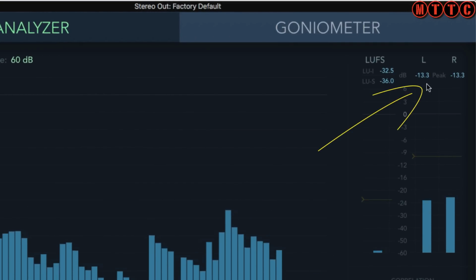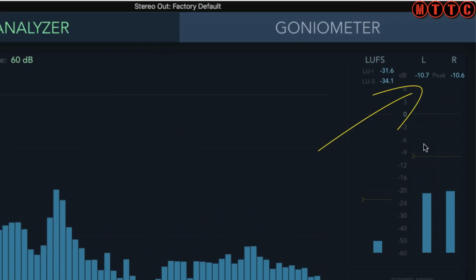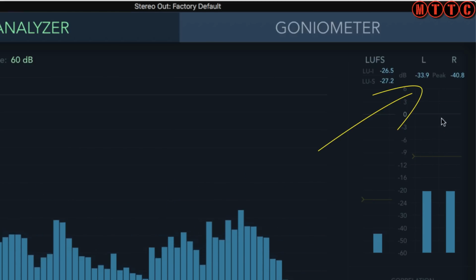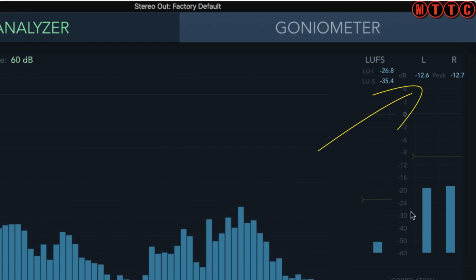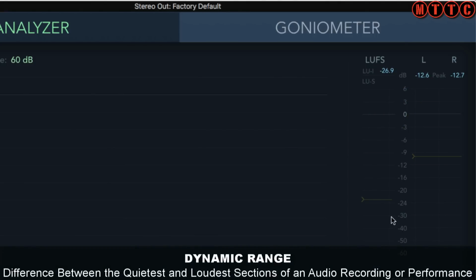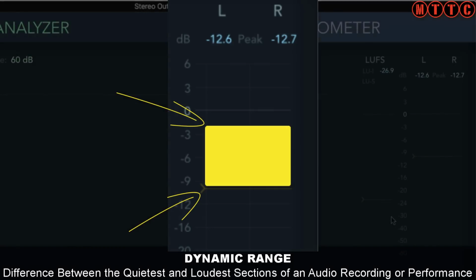So on average, we're peaking around minus 10 dB on the quiet bit. And now we're peaking around minus 2.5. That is quite a big dynamic range there. So we're talking about minus 10 dB all the way up to minus 2.5 dB. That's a lot of difference. Okay, so when someone's talking about dynamic range, that's what we're talking about.